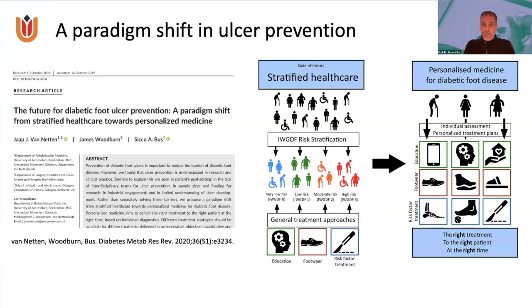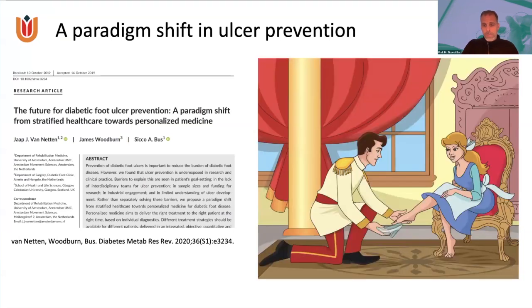And I gave some examples about the pressure, the weight-bearing activity, and the adherence to their footwear. But it could also be personalization in other respects, where for one patient a particular shoe works very well, but for another, maybe a surgical offloading intervention would be best, given the type of deformity and the particular context that the patient is living in, to eventually come to the right treatment at the right time for the right patient.